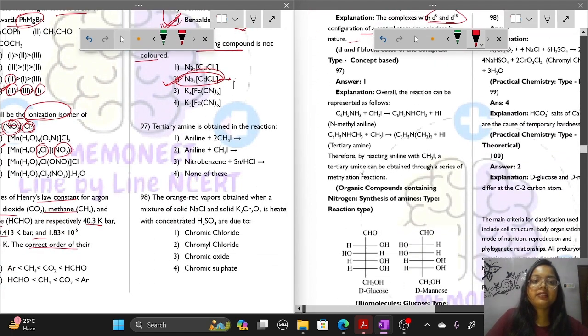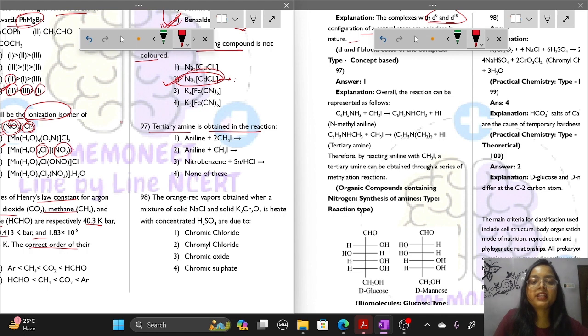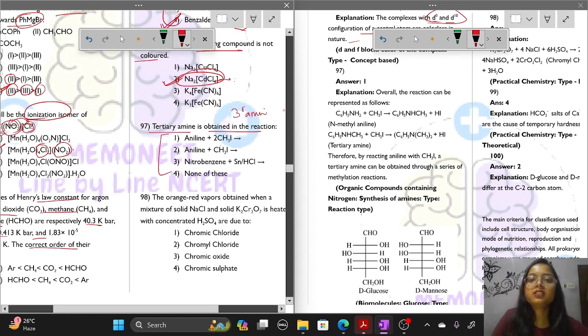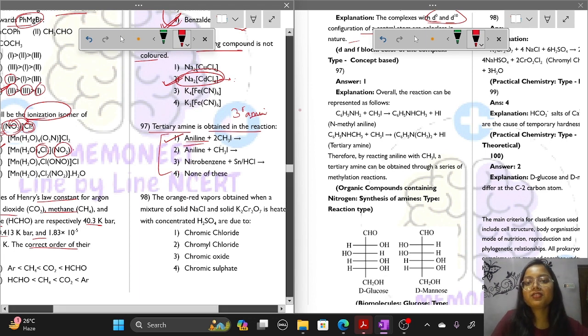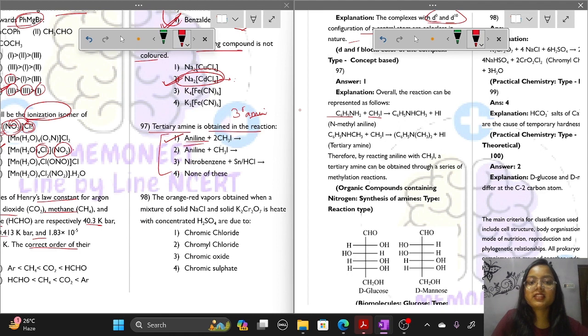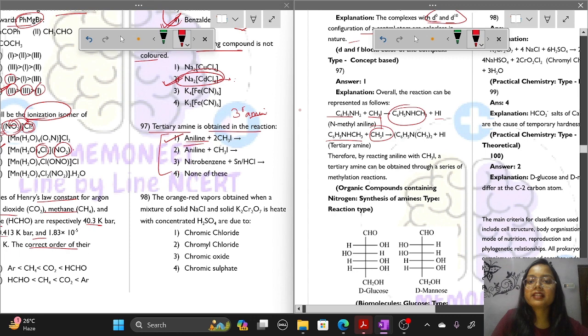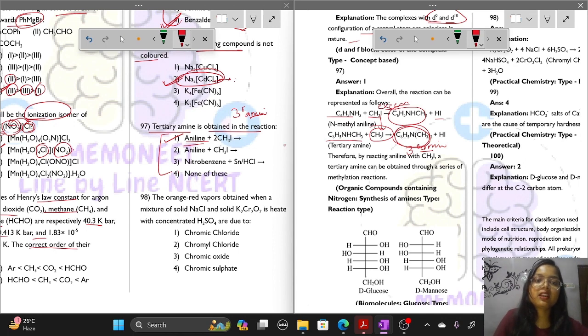Question number 97. Tertiary amine is obtained in the reaction. So among all these reactions, which will yield a tertiary amine, a 3-degree amine? The answer is 1. Aniline and CH3I react to give this compound, and then this is reacted with excess iodomethane. Therefore a 3-degree amine is formed in the case of aniline plus CH3I.